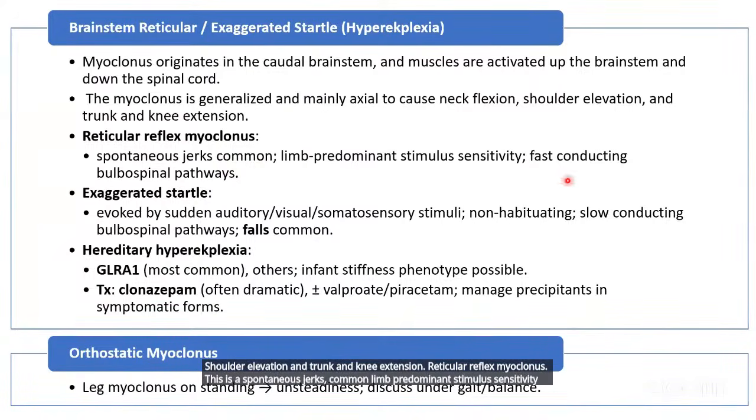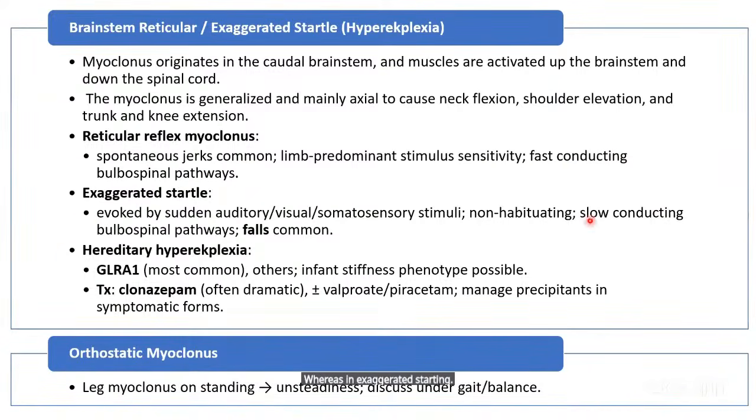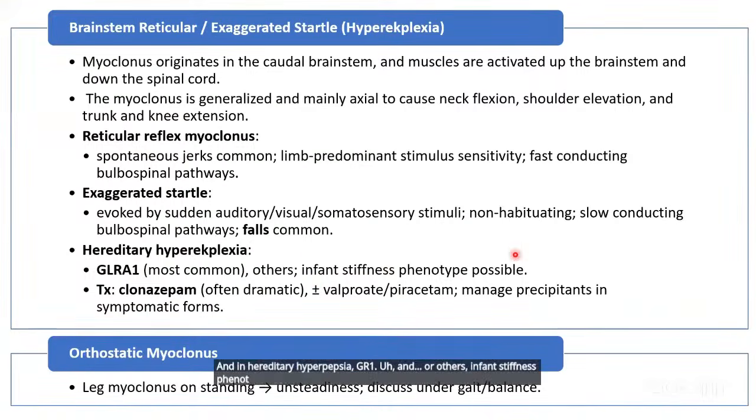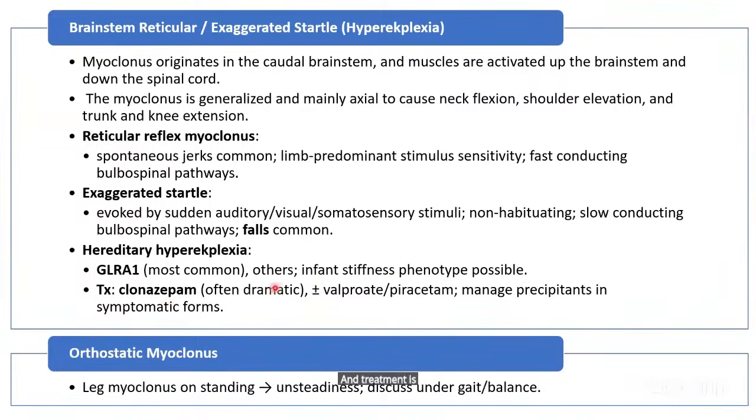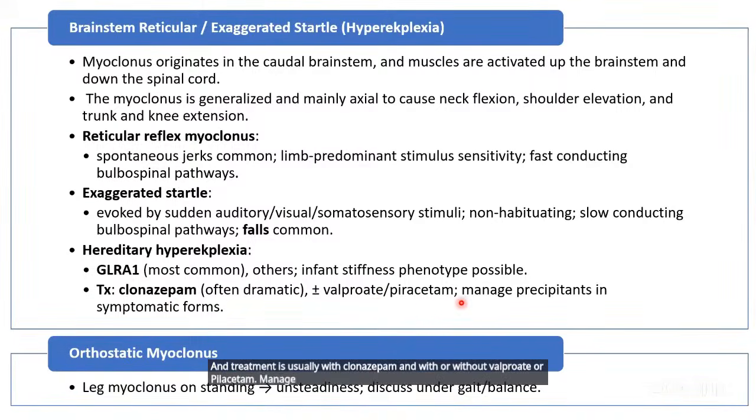It has fast conducting bulbospinal pathways, whereas in exaggerated startle, they have slow conducting bulbospinal pathways. Falls are common. It is evoked by sudden auditory, visual, somatosensory stimuli. And in hereditary hyperekplexia, GLRA1 and/or others, infant stiffness phenotype possible. Treatment is usually with clonazepam, with or without valproate or piracetam. Manage precipitants and symptomatic forms.